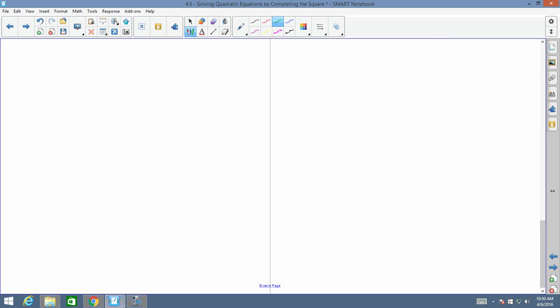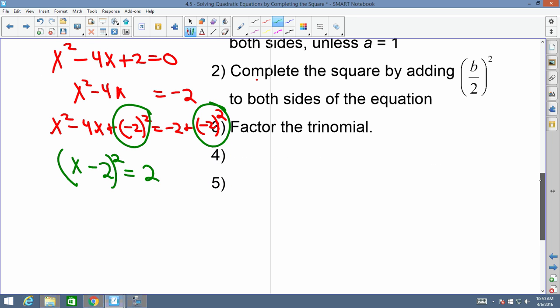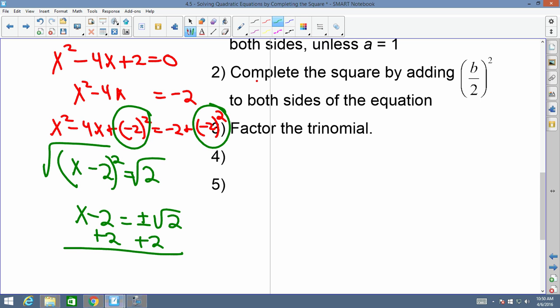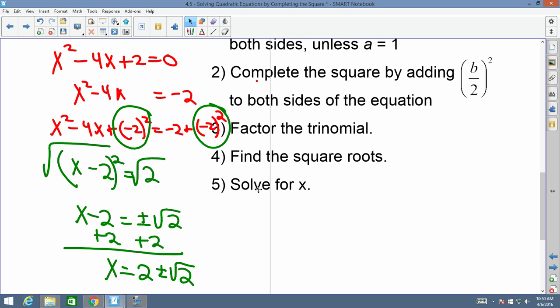Now we square root both sides. So x minus 2 equals plus or minus square root of 2. Now I add 2 to both sides. And x equals 2 plus or minus square root of 2. And my brothers, that is my solution.